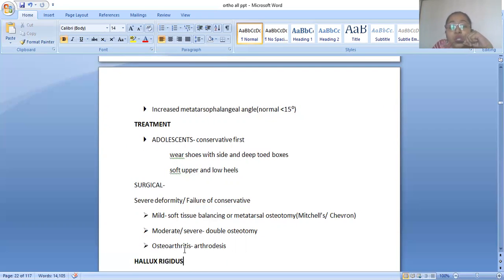Mild soft tissue balancing, metatarsal osteotomy, or double osteotomy, or for osteoarthritis, arthrodesis. If there is osteoarthritis, then arthrodesis. Arthrodesis is the fusion of the joint. Okay, so these are the various surgical managements the patient may have to go through.